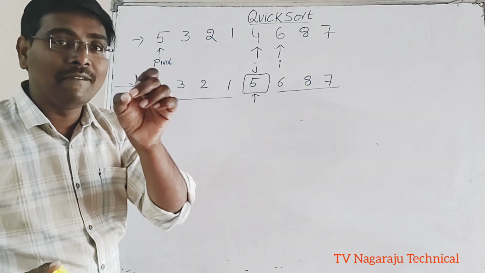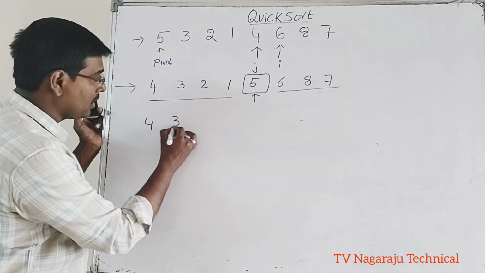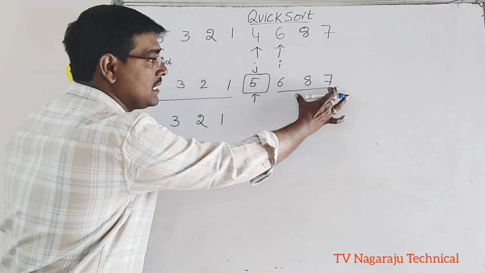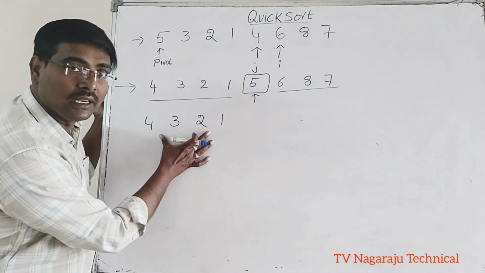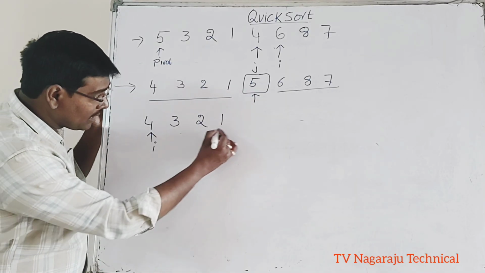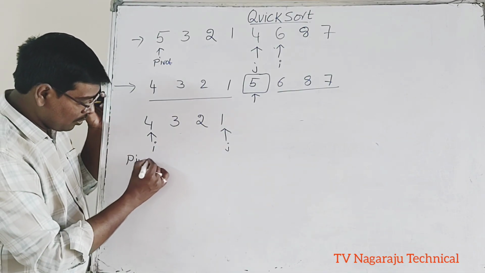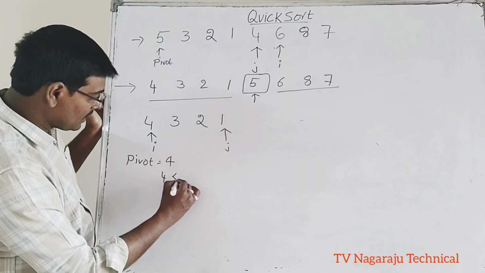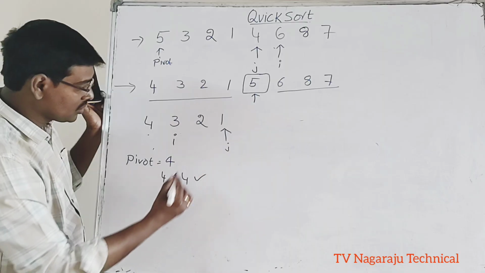Now the list is divided into two parts. What is the first part? The first part is 4, 3, 2, 1. This is the first part. This is the second part. Again, Quicksort is applied on this part iteratively. Now observe, again the same procedure. The first element is I, the last element is j. What is the pivot? Pivot is equal to 4. Do the same thing. 4 less than or equal to 4. Condition true. I points to here.